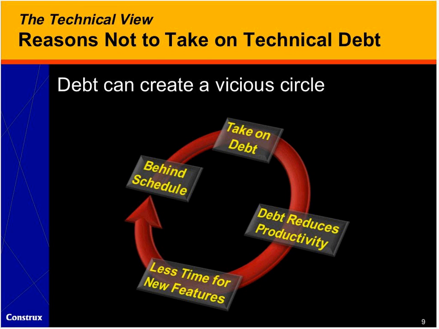Now, having said that, there are also some reasons not to take on technical debt, and in particular, the reason that many technical staff are all too familiar with is that debt can create a vicious circle. You start out being behind schedule, and so in order to make your schedule, you take on debt. As you take on debt, that debt, due to the definition of debt, reduces your productivity. That reduced productivity leads to less time for new features, which puts you even further behind schedule. And so that circle continues and just gets worse over time.